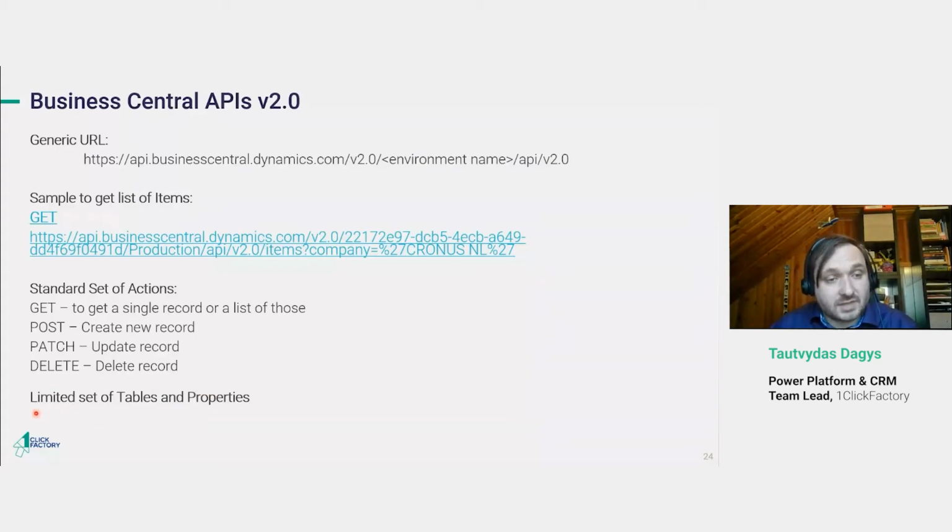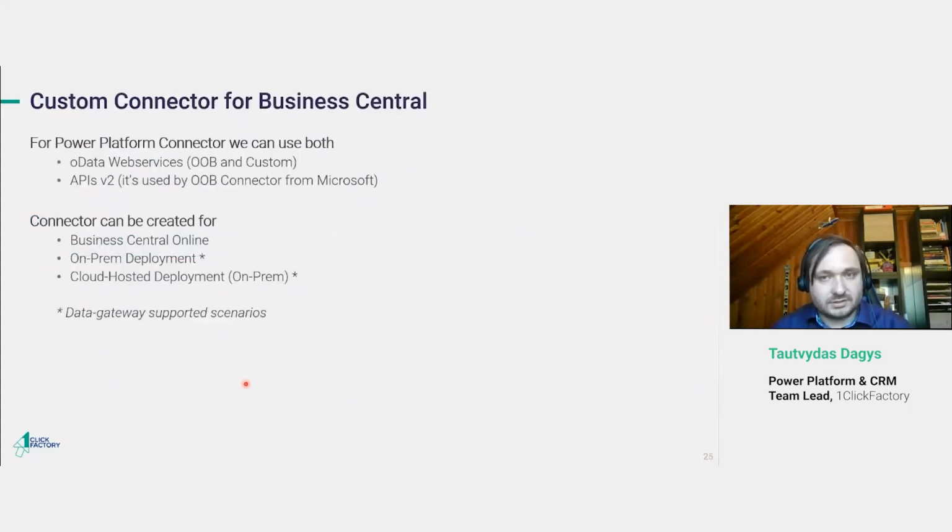But the sad part is that we don't have all the tables and all the fields exposed. Compared to Dynamics CRM or Dataverse, where we are automatically getting OData APIs for all the tables and every field within that table, here it's limited, only some things are exposed. But as I mentioned, we can always create our custom web service based on API or on page or query, and then we can get other tables exposed as well for connectivity.